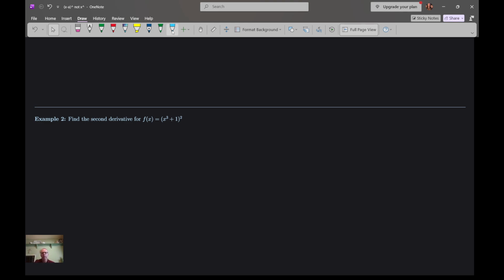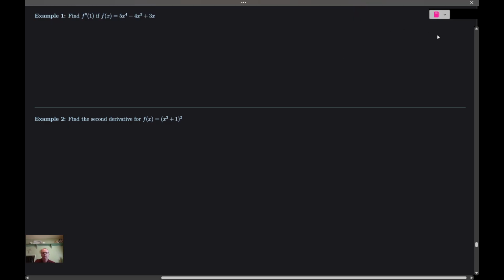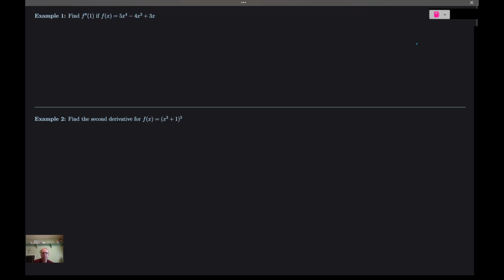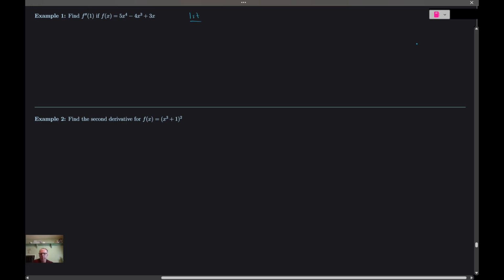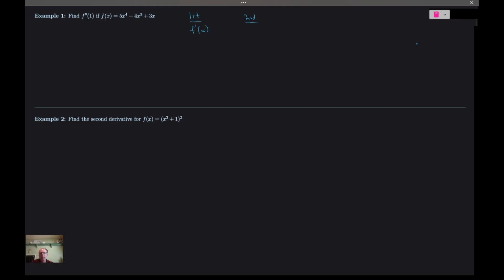So let's look at a couple of examples here. So first off, let's talk about notation. So we can either write like this. So the first derivative, we might write that as f prime of x. If we have the second derivative, we might write that as f double prime. So we just write 2 primes instead of 1. And if you want to write the third derivative, you could write 3 primes.